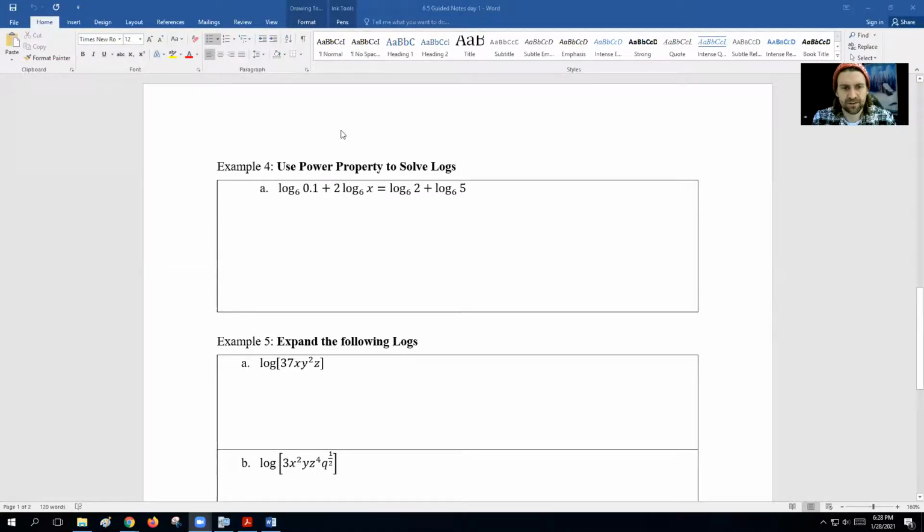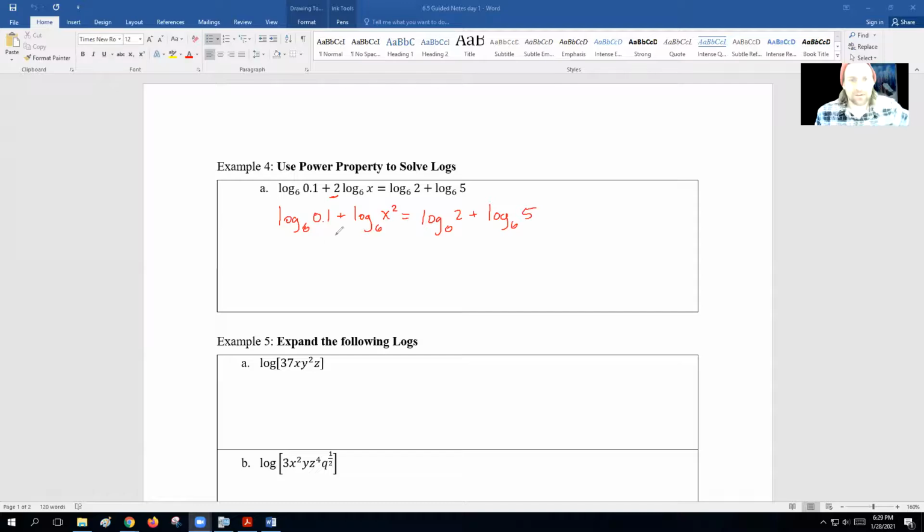Really complicated logs. Okay, so let's break this down into a couple steps. First, multiplicating. We haven't seen this here, but any multiplying on the outside turns it into the exponent. So we got log base 6 of 0.1 plus log base 6 of x squared. All right, we don't have any multiplying outside of here. Log base 6 of 2 plus log base 6 of 5. All right, so we got all these logs here.